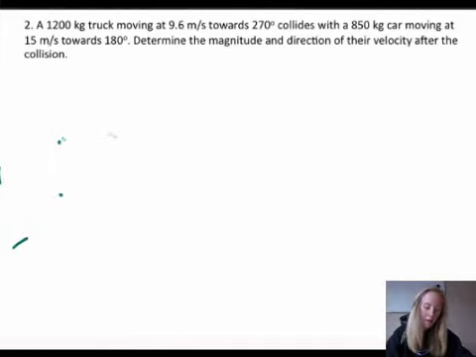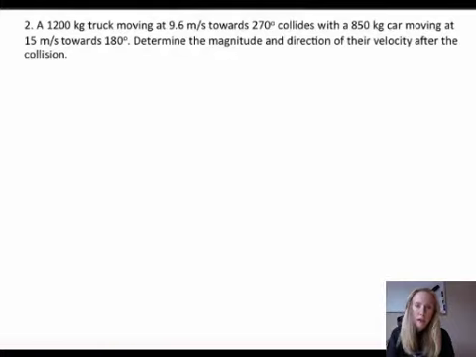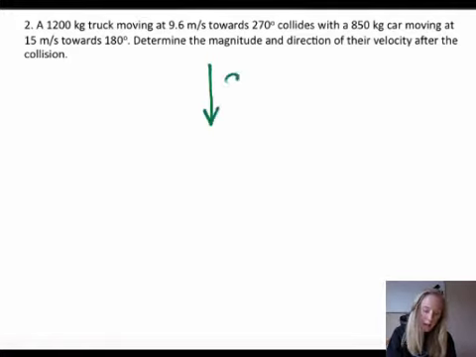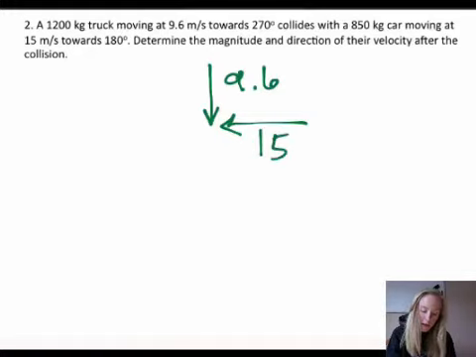Alright, let's look at another example. A 1,200 kilogram truck is moving at 9.6 meters per second towards 270 degrees, and it collides with an 850 kilogram car moving at 15 meters per second towards 180 degrees. So 270 degrees is just straight down. So the truck's going this way at 9.6. The car is moving towards 180, so that's this way, and it's moving at 15 meters per second.